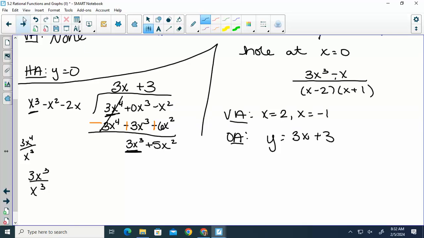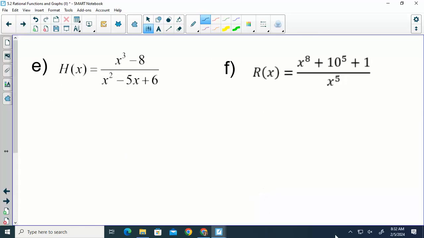I'm going to put one up here for you guys to try. Are there any questions about how we got that oblique asymptote? Let's check and see if we're on the right track. So it looked like the vertical asymptote was okay. I think it was the oblique that maybe gave you a little trouble.